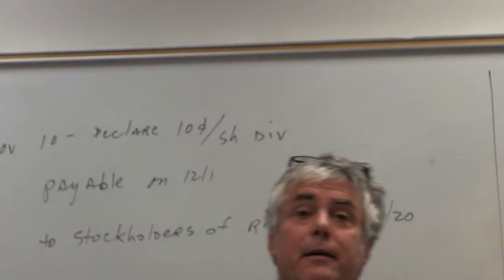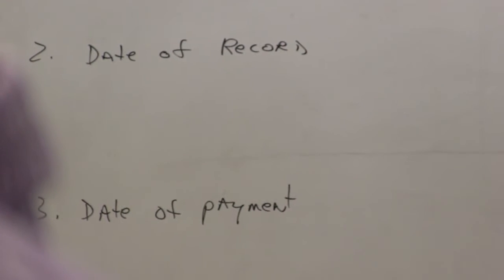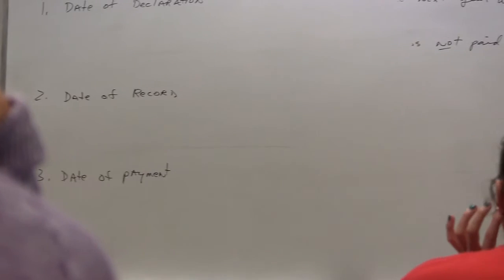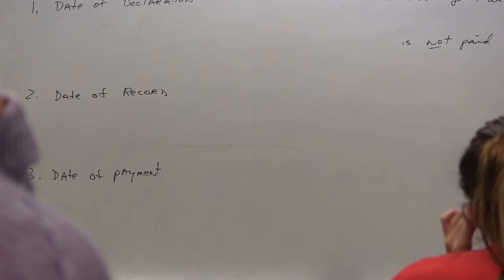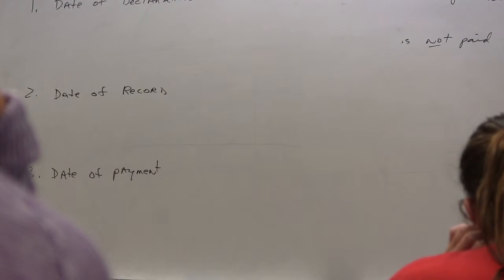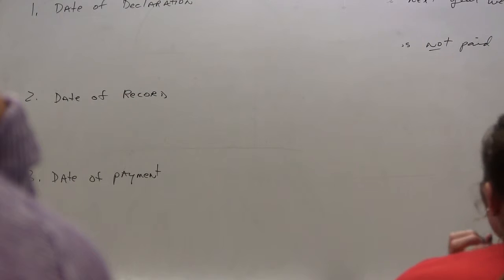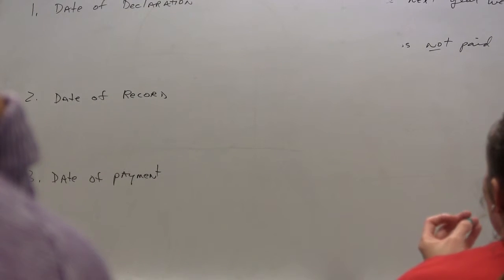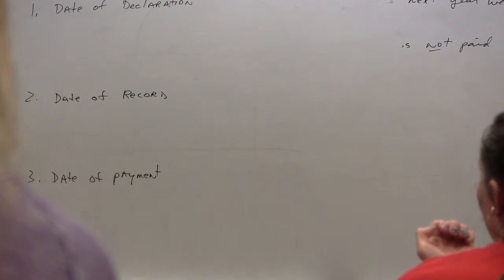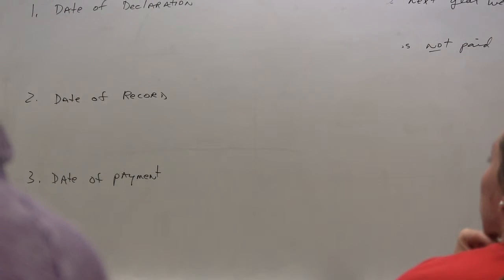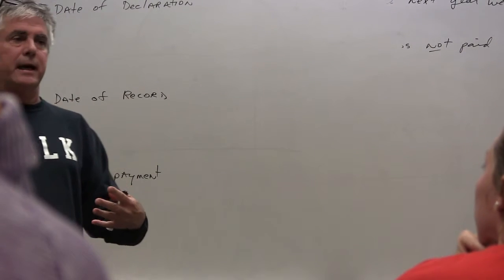So I declare the dividend Monday morning. I'm going to pay it December 1st to whoever owns the shares on November 20th. So if you own the shares at the close of business on November 20th and then sell it on the 21st, you're still going to get that dividend check on December 1st. Okay? And the reason that we have these 3 dates is because it takes time to actually process these checks. All right?